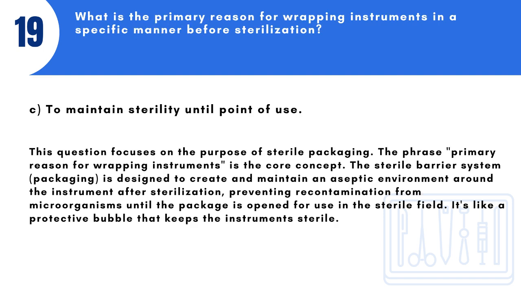Answer: C. To maintain sterility until point of use. This question focuses on the purpose of sterile packaging. The phrase "primary reason for wrapping instruments" is the core concept. The sterile barrier system, packaging, is designed to create and maintain an aseptic environment around the instrument after sterilization, preventing recontamination from microorganisms until the package is opened for use in the sterile field. It's like a protective bubble that keeps the instrument sterile.